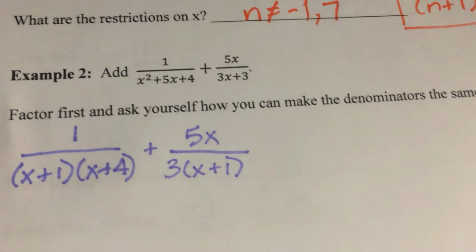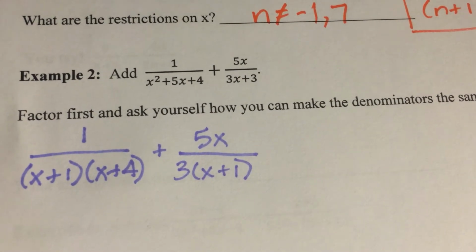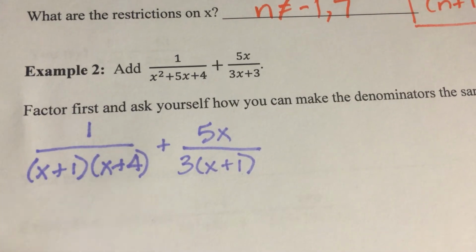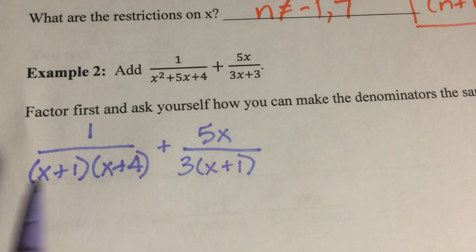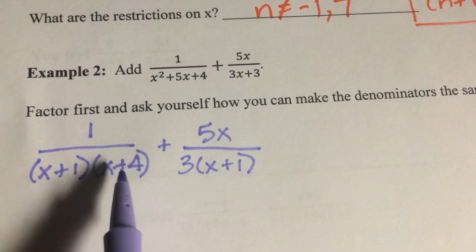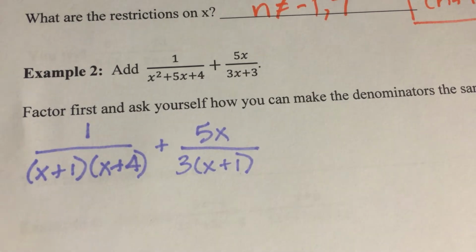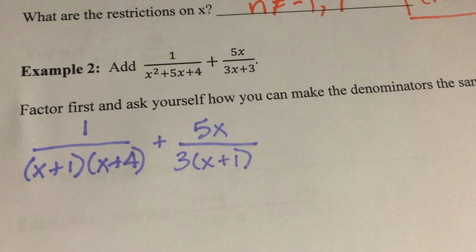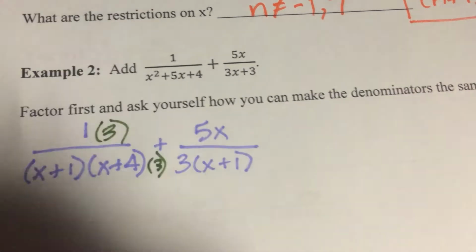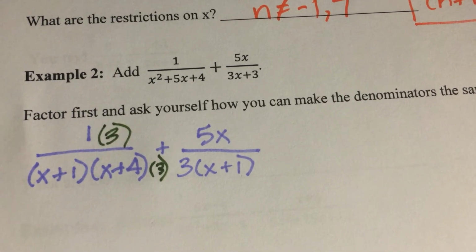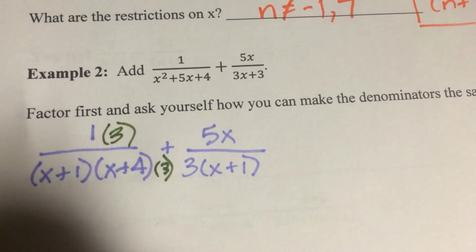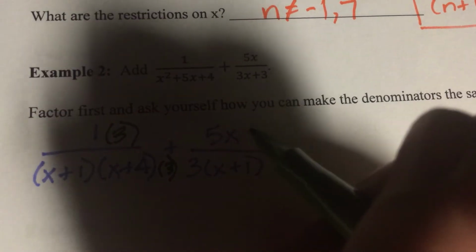So this time it's going to be a little bit more complicated to get your common denominator. So what you want to ask yourself is, what does each denominator have that the other one does not have? Okay, so in the first one, it's got x plus 1 and x plus 4, but it doesn't have a 3 that the other denominator has. So that means we're going to have to multiply the top and the bottom for this one by 3 so that they can be the same. So now you want to ask yourself, what does the first one have that the second one doesn't have? And that's going to be the x plus 4 right there.